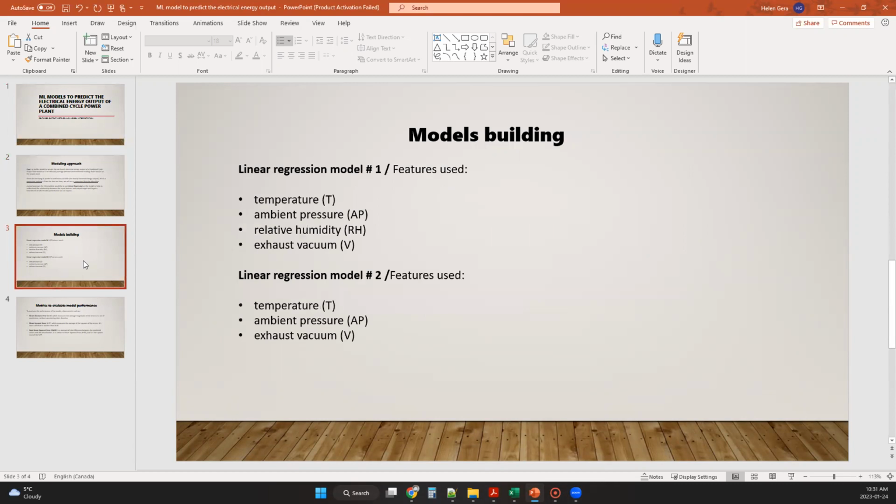So let's talk about the models which I have selected. I decided to use two linear regression models, but with a different feature set. The first one would use four features: temperature, ambient pressure, relative humidity, and exhaust vacuum. And for the second model, I decided that maybe humidity doesn't bring much impact and excluded it. So the second model would use only temperature, ambient pressure, and exhaust vacuum.